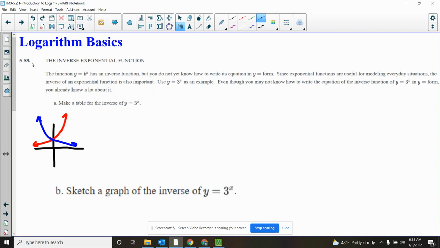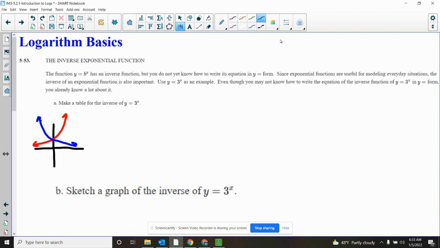So you'll notice here, 553, that means that this is coming from your textbook. So if you ever want to follow along again, it is right in your text. 553 means unit 5, and it's the 53rd entry. This is at the start of section 5.2.1.